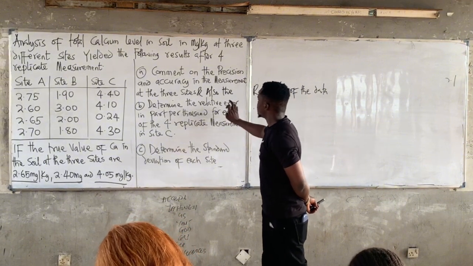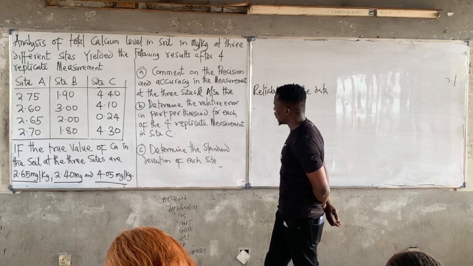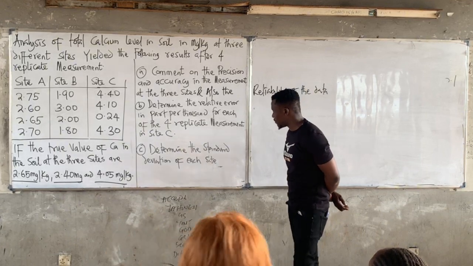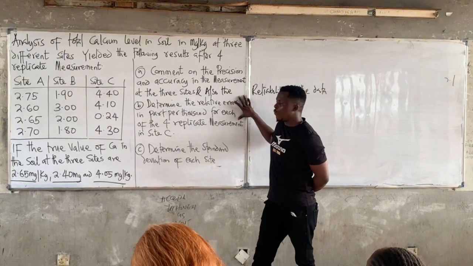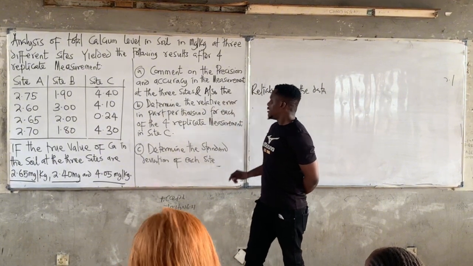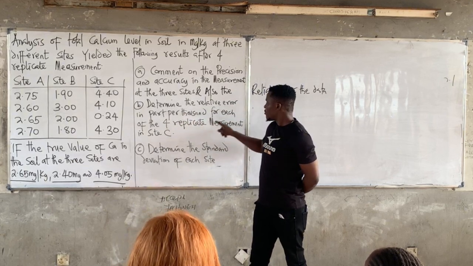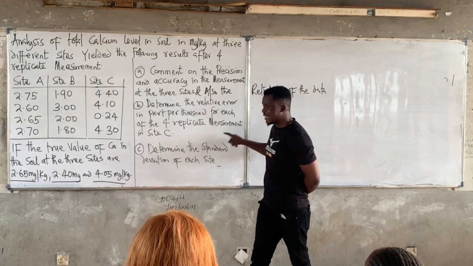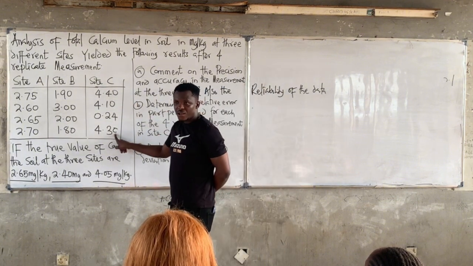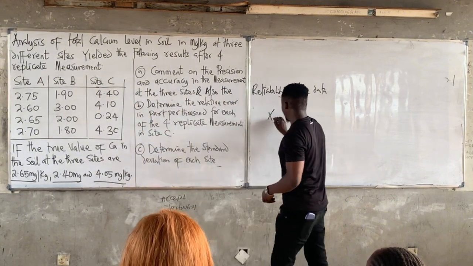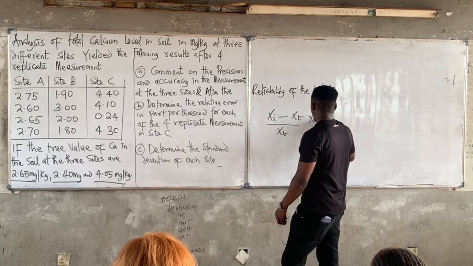Okay. So let's look at the next one. Determine the relative error in parts per 1,000 for each of the 4 replicate measurements. Please, I'm not going to solve this B. What this B simply means is that they say determine the relative error in parts per 1,000 for each of the 4 replicate measurements in site C. So come to site C here. The value for relative error is xi minus x, all over x, times 1,000.